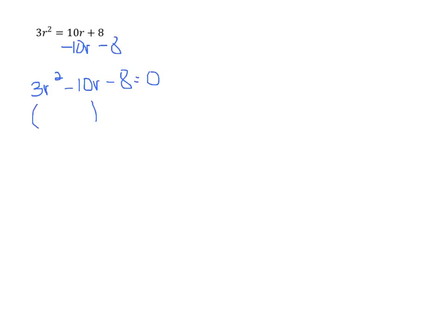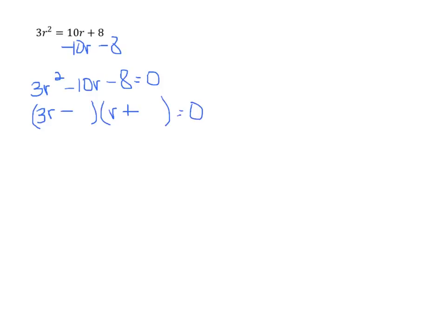Again, it's quadratic. (3r)(r). This means I've got a positive and a negative. I don't know where they go, so I just put them where I think they might go and see if I can figure it out from there. And then I start choosing factors of 8. So I might try 4 and 2. If I multiply these, 3r times 2 is 6r minus 4r. That's not negative 10r.